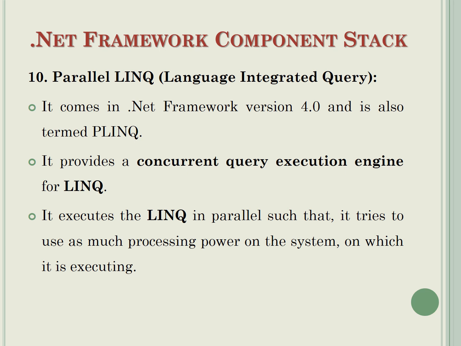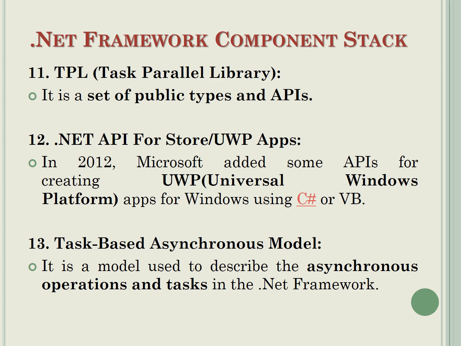And the next component is the Task Parallel Library, TPL. It is a set of public types and APIs. It allows developers to be more productive by simplifying the process of adding concurrency and parallelism to .NET applications.